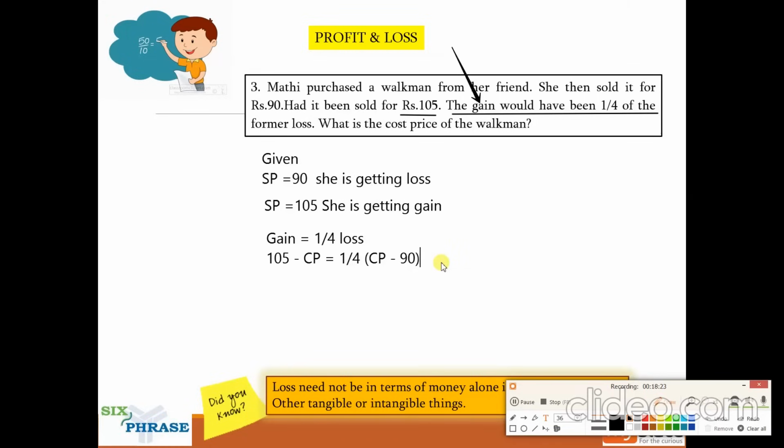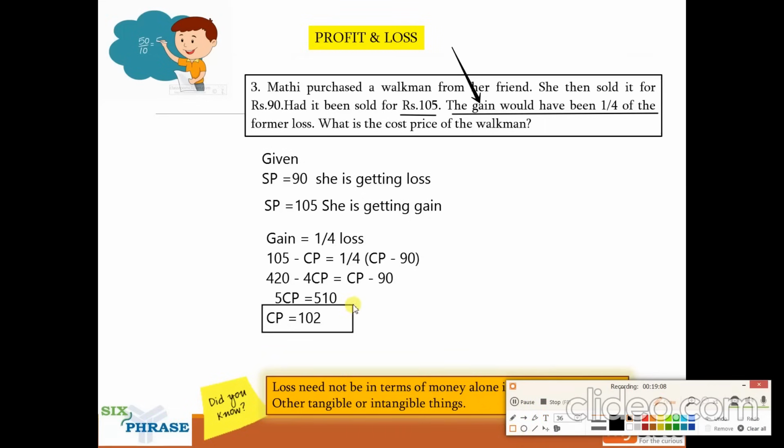You can see CP is the only unknown variable here. You can just solve it. If you solve it, you get 420 minus CP will be equal to CP minus 90. So the next step is let's just shuffle it around. You will get 4 CP. You just shuffle it around, you will get 5 CP is equal to 510. So your CP will be equal to 102. So there you have your answer, which is 102.